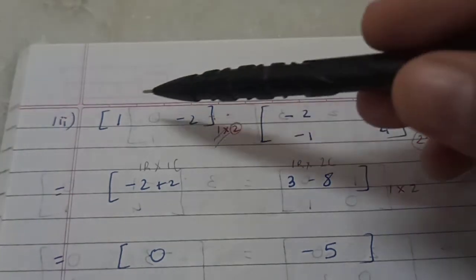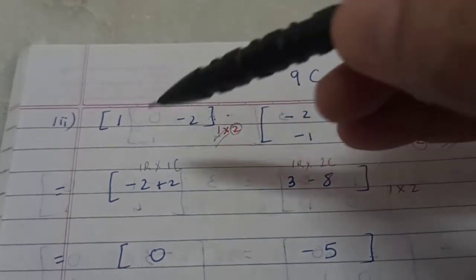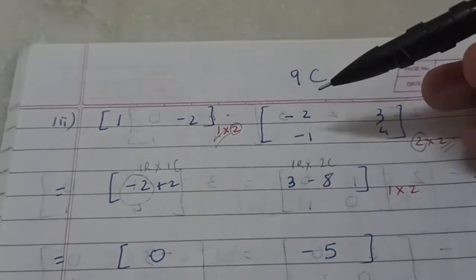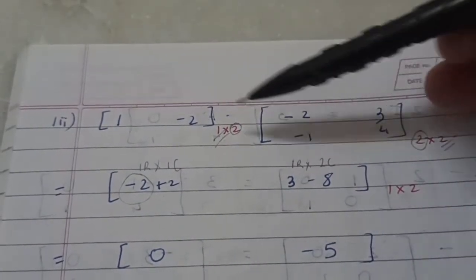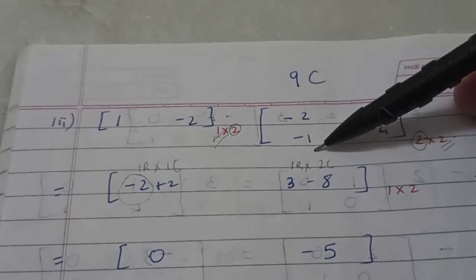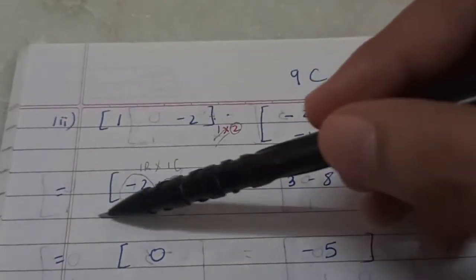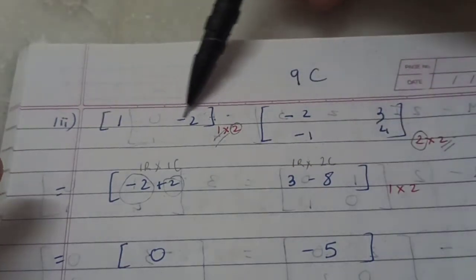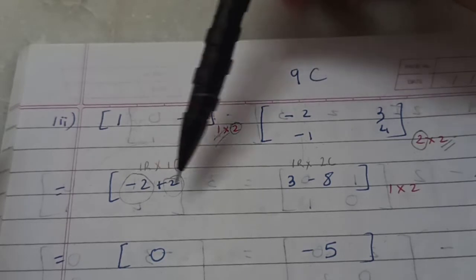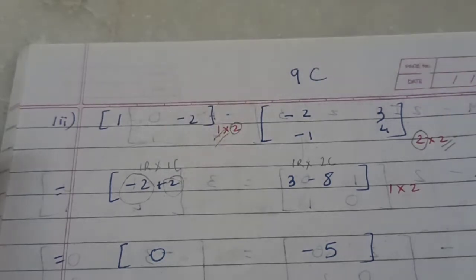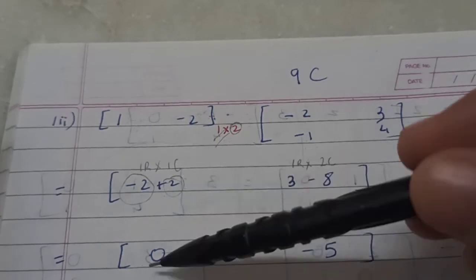So 1 into minus 2 is minus 2. We write that. Plus minus 2 into minus 1 is 2. So plus 2. So that's how we get our first element. We have multiplied the first row with the first column. And whatever answers we got, we just have to add them. And minus 2 plus 2 comes out to be 0.